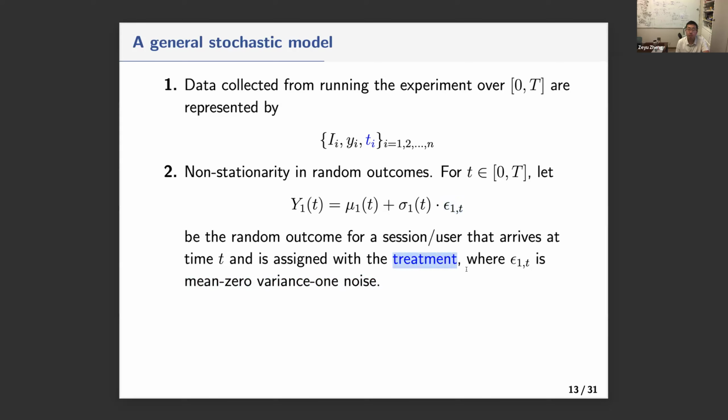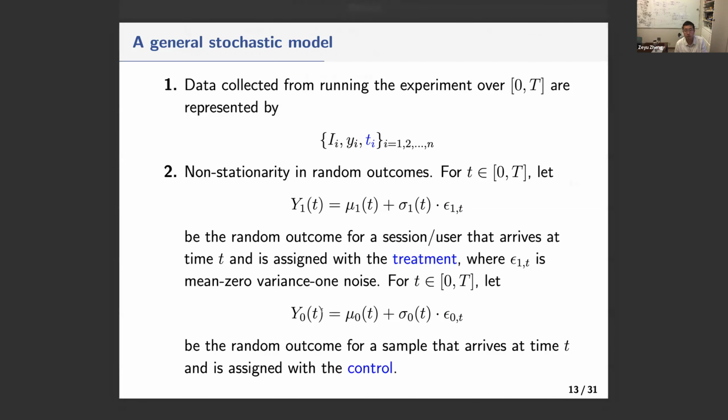If a user is assigned to treatment, it follows this model. If assigned to control, it follows this Y0(t) model. Again, this is the mean effect. Of course, mu1 and mu0 are not known, and sigma1 and sigma0 are not known, but these are presumed to be the underlying stochastic model for the random outcomes.